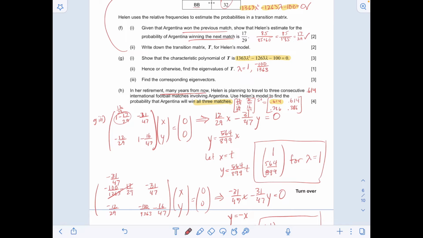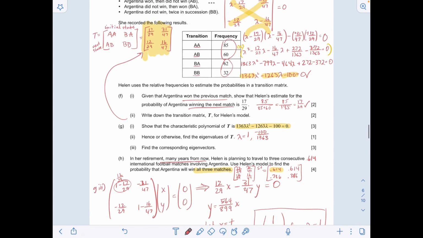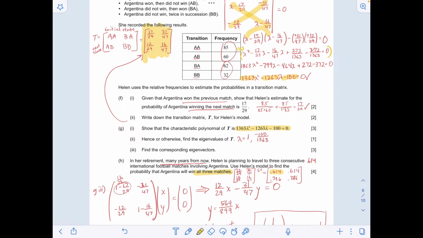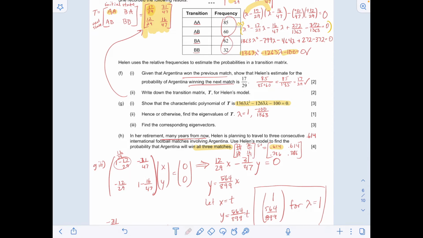That being said, so she's won the first match, we should go back to our original matrix and look at, well, given that she won the first match, what's the probability of winning the second match? That's 17 over 29.